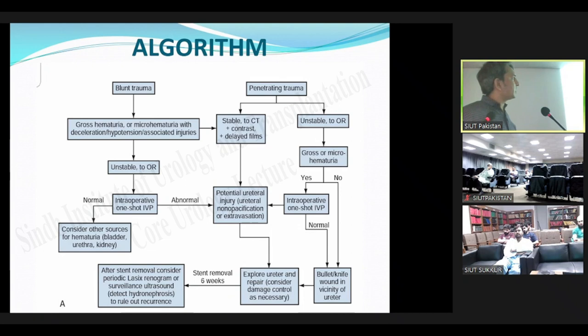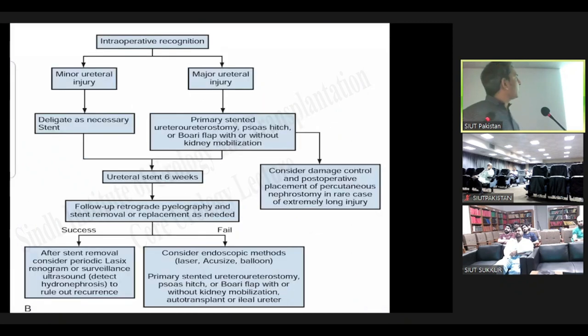Same is for penetrating trauma. First we will be looking, is the patient stable or unstable. If the patient is stable, then do CT and then proceed accordingly. If the patient is unstable and there is gross or microhematuria, if it is present, then intraoperative one-shot IVP will be the same principle as the one mentioned.